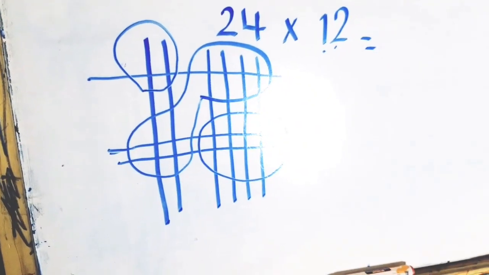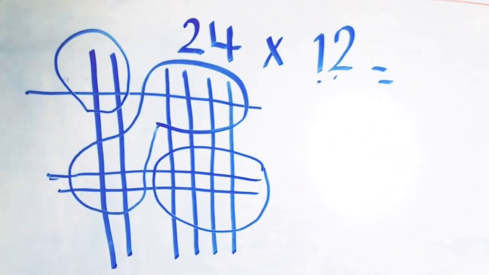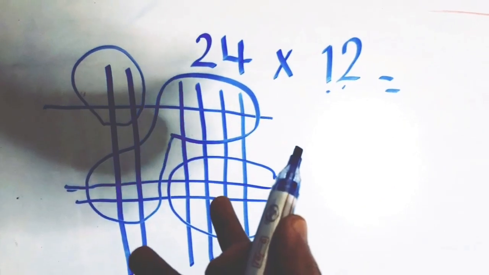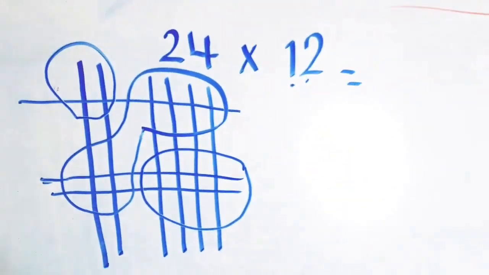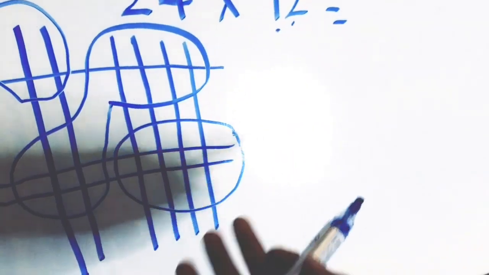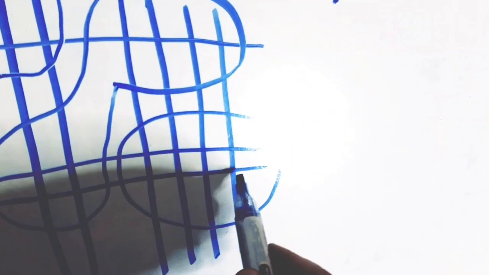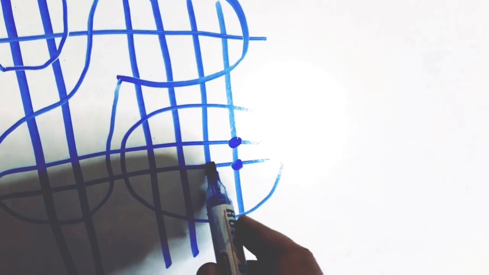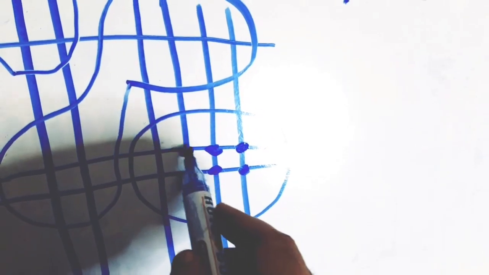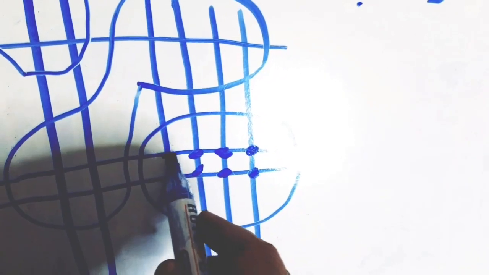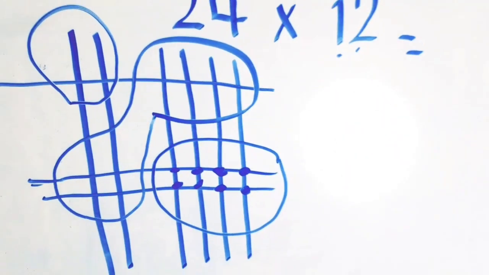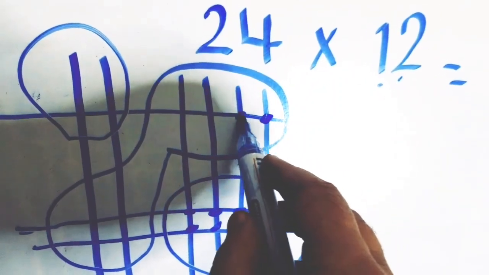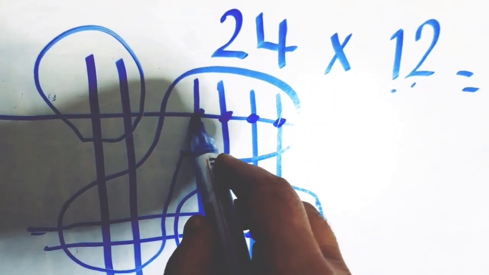After that, we must put the dots pertinent to each intersectional zone. We must begin from this zone and put the dots. We move to the second intersectional zone and put the dots related to it.